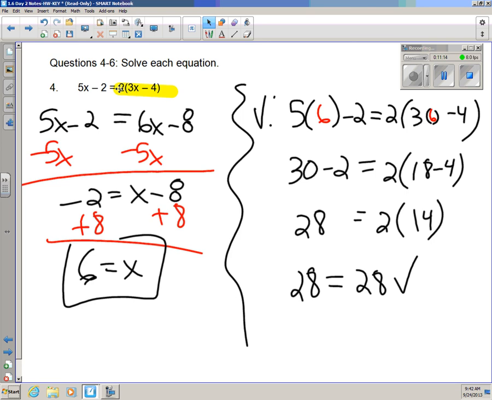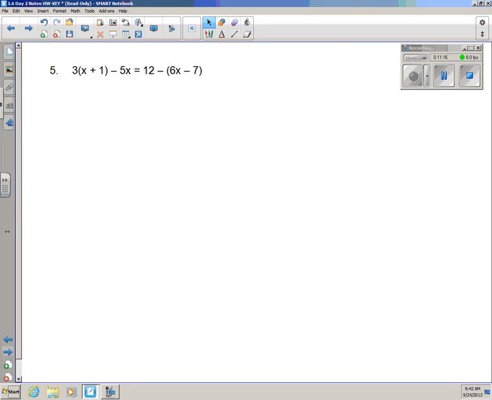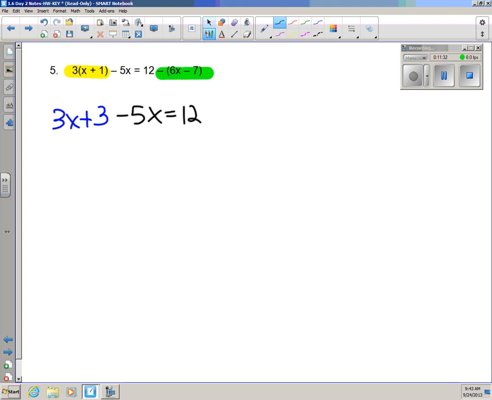Number 5, two distributive properties. Just be careful because there's a distributive property here and there's a distributive property here. On the left-hand side, I'm going to distribute 3x plus 3. Never used minus 5x, never used 12. But now I'm distributing in a negative 1. It's a minus that's going in. This becomes minus 6x plus 7.